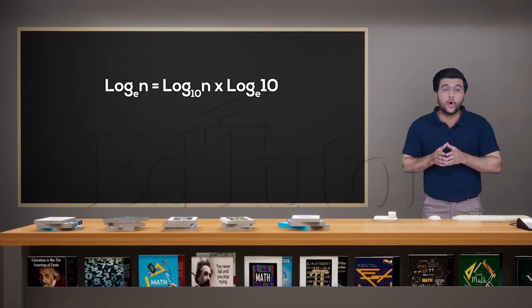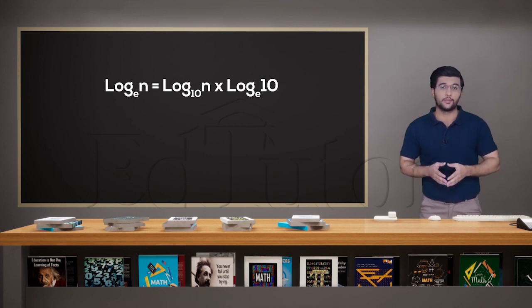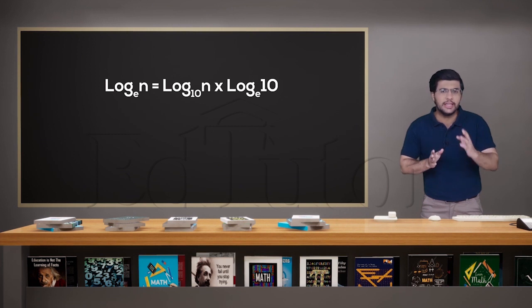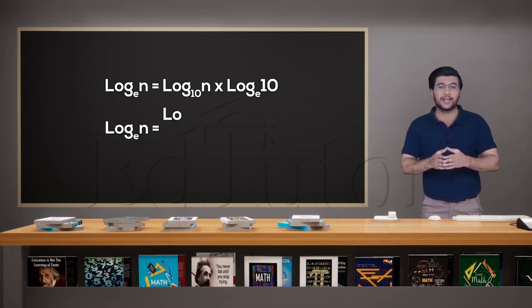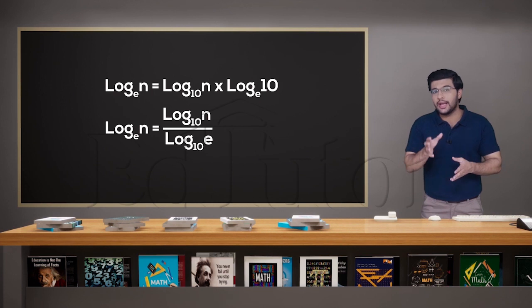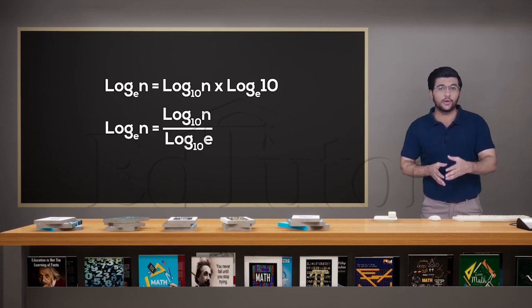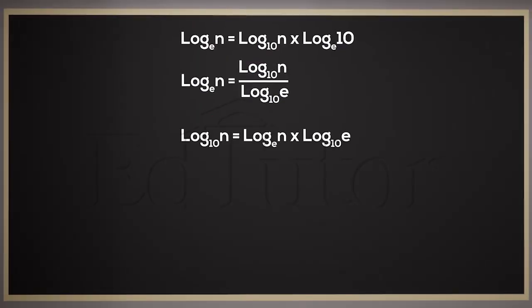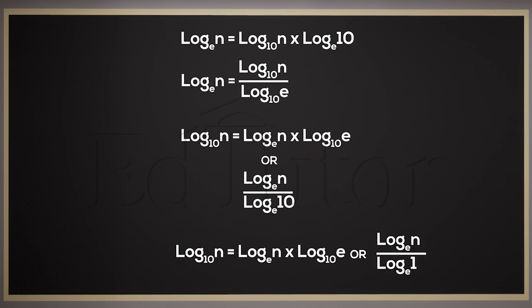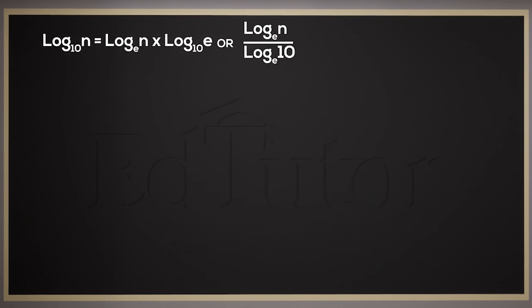Interestingly, this law can also be used to change a natural log, that is, a log with base e, into a common log having base 10. A natural log of n can also be written as the log of n over log of e with the common base of 10. Or we can use the other form. Similarly, we can also go vice versa. Change a common log into a natural log like this. So you see, this law is so unique and has many applications. Let's go ahead and prove it now.